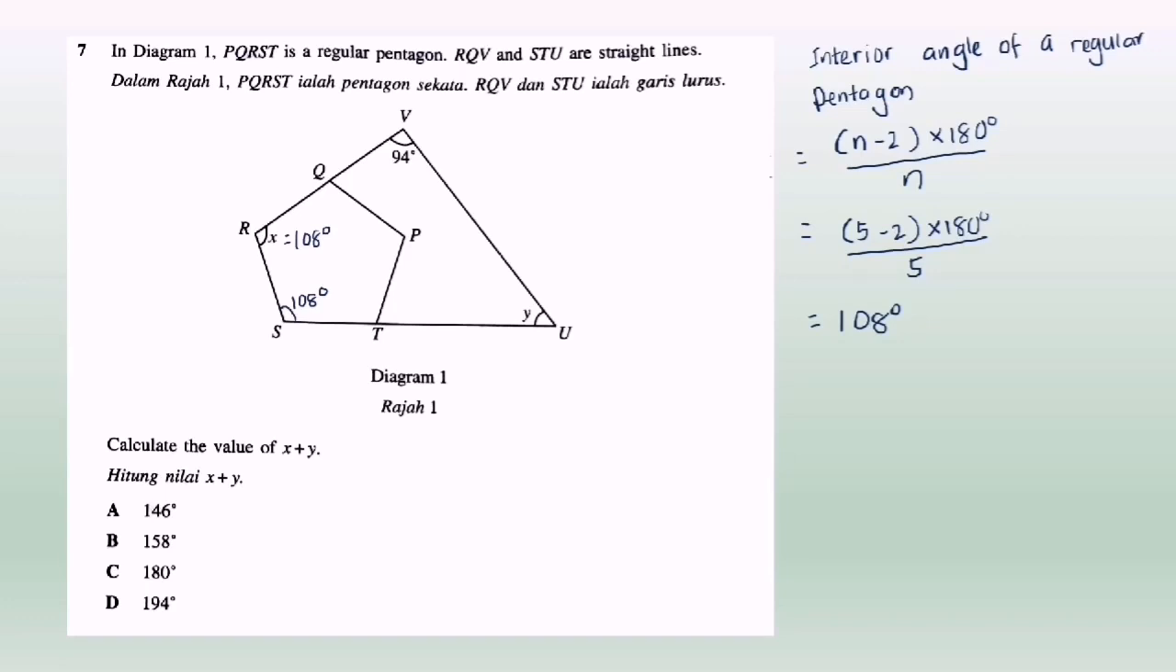Now we need to find the value of Y. This is a quadrilateral. The sum of interior angles of a quadrilateral is 360 degrees. So to find the value of Y, Y equals 360 degrees minus 94 minus 108 and minus 108 degrees.